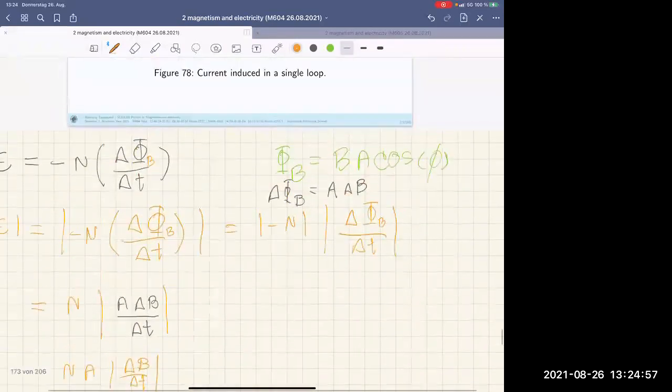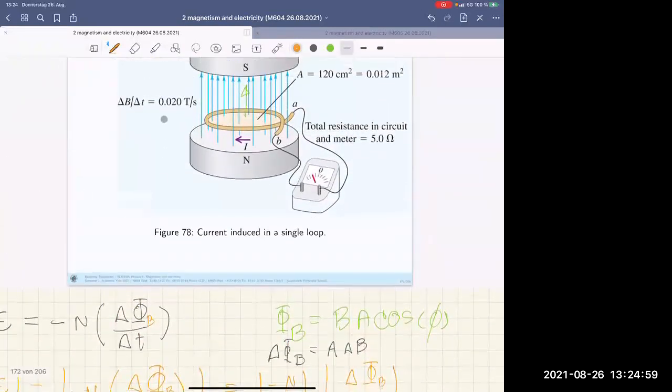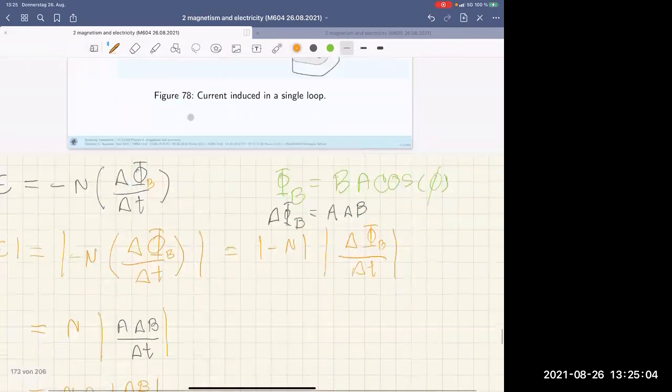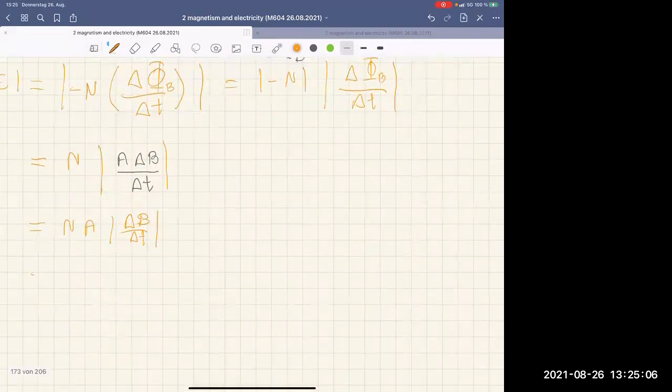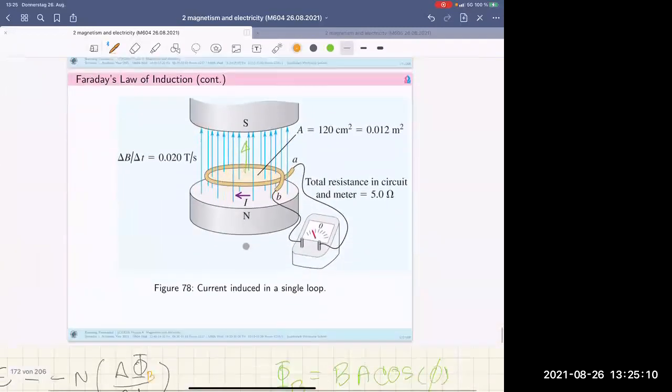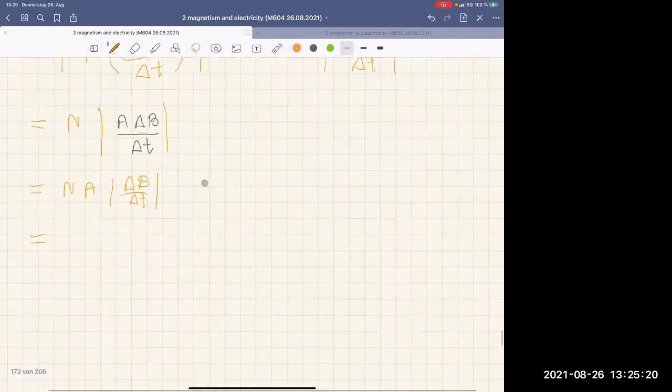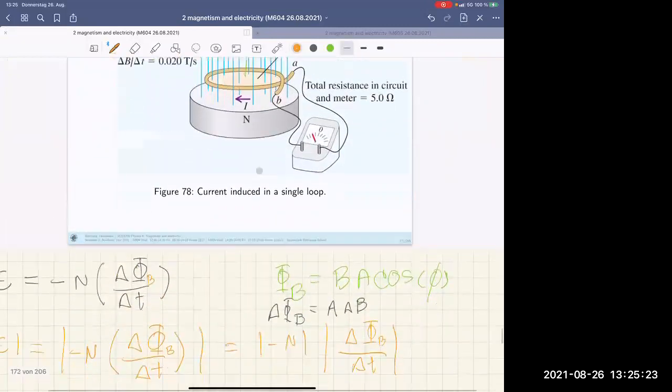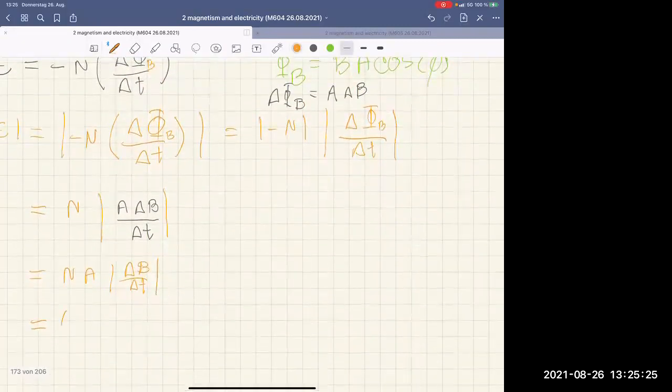And the question in this example says that delta B over delta t is 0.02 Tesla. So we will substitute. From the figure, even though they didn't say how many turns the coil has, you can see here that there is only a single turn for the coil. So N is equal to 1, one turn.